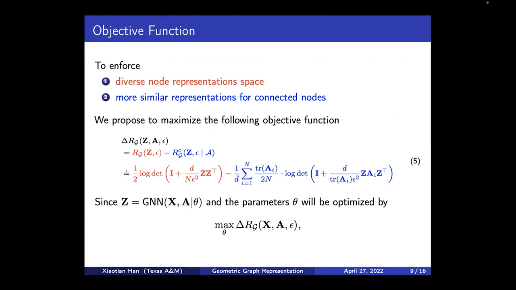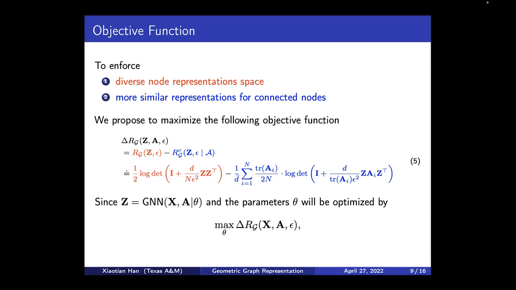So after we compute the coding rate for the whole node representation and for the node groups, to enforce the diverse node representation space and the more similar representation for the connected nodes, we propose to maximize the following objective function, the delta I_G here. For the red part, we want to maximize this. Once we maximize this part, we will get a larger coding rate for the node representation as a whole, and we will get a diverse node representation space. And for the blue part, because we want to maximize the whole loss function and consider the minus before this term, we will minimize this term. So once we minimize the term, we will minimize the information hidden in the node representation within groups.